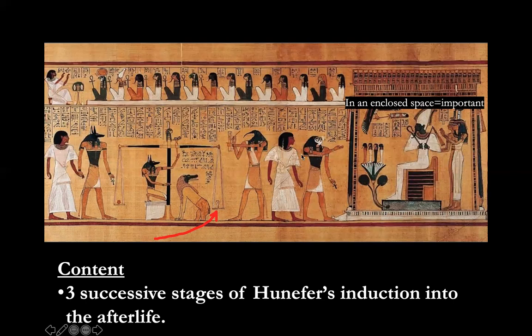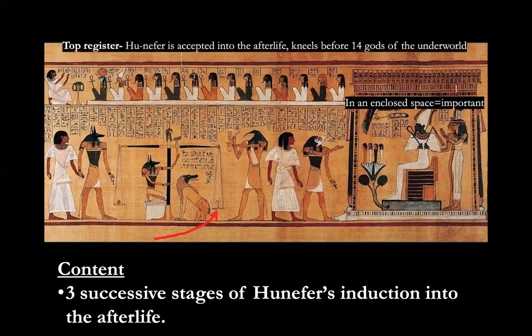Another thing I want to point out is, when they would have painted the skin tone of men, they would have been kind of red and kind of darker because the men were the ones that worked outside in the sun, versus the women, this is Osiris's wife and his sister, they would have been kept not in the sun. All right, top register, you have Nefer again, and he is now being accepted into the afterlife, kneeling before the 14 gods of the underworld.